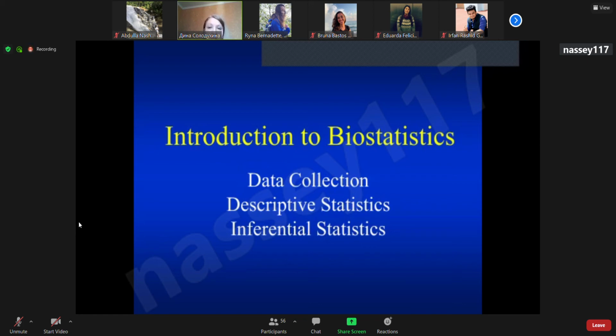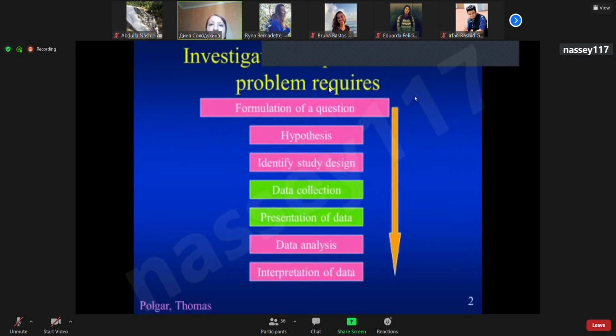And in the second part, we will talk about statistical inference. So I remind you that any investigation of public health problem requires several steps. So we take several steps. First of all, we formulate a question, then we develop a hypothesis. After this, choose and identify study design.